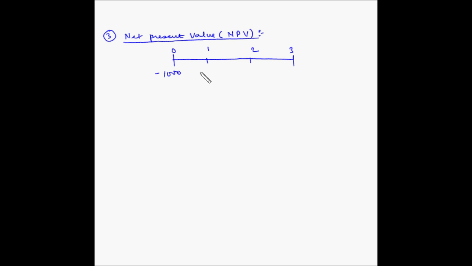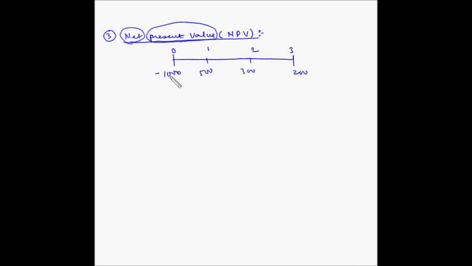The third method that we'll look at is the net present value or NPV. So let me draw the cash flow: 0, 1, 2, 3, minus 1000, 500, 300, 200. So as the name suggests, we have to first find out the present value of all the cash flows, whether it is outflow or inflow. And then we have to net all of them up. That means we have to sum all of them up. The cash outflows are considered negative while the inflows are considered positive for the summing up of the present values.